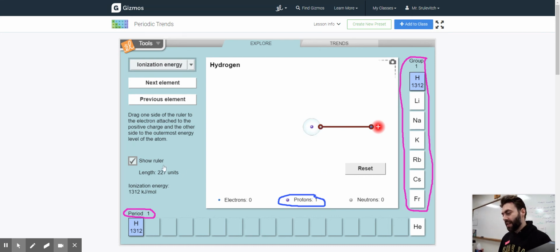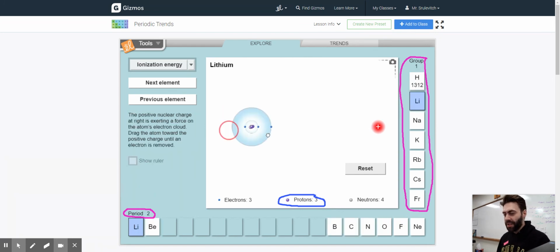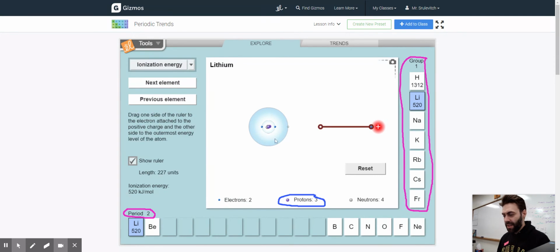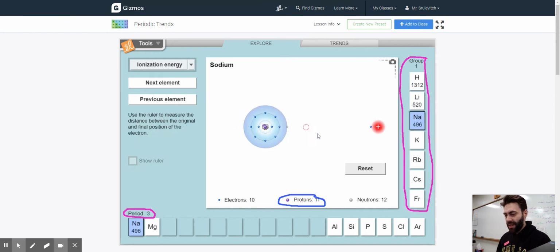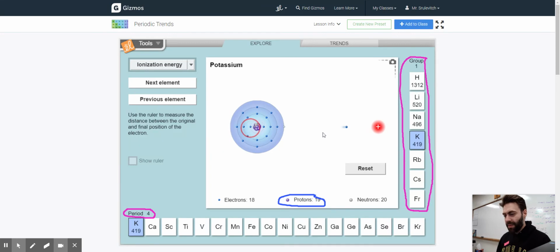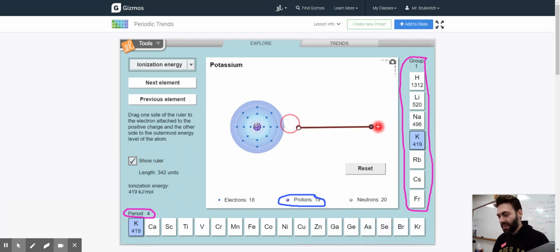And it's going to show you the length, which is the distance, and the ionization energy. You're going to do that for each one. I'll just do it real quick just to show you. And this show ruler only becomes visible when you displace that electron. That electron is removed. Okay. So the numbers that's recording here is the energy. And what is the trend that you're seeing with the energy, with those numbers as you go down the group?